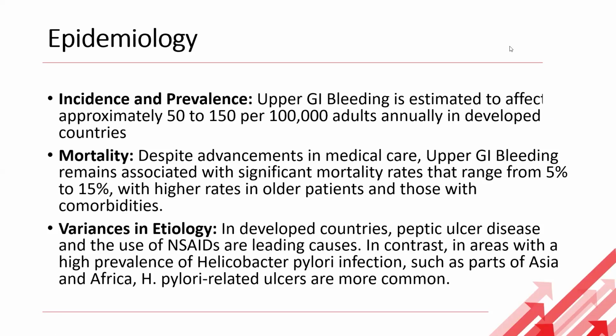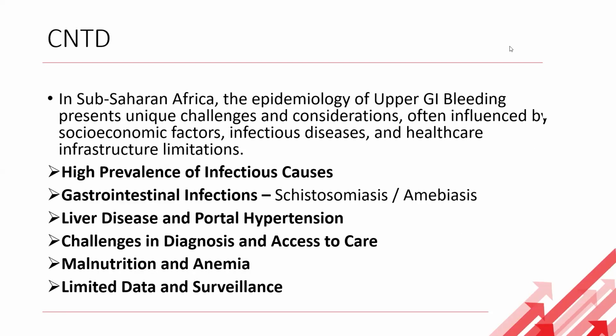And then there's also a variance in the etiology. In developed countries, peptic ulcer disease and NSAIDs usually tend to be some of the leading causes. In contrast, where we come from, sub-Saharan Africa, mostly it's Helicobacter pylori infections, in Asia and Africa, that tend to cause the majority of the cases of upper GI bleeding. And when you look at the epidemiology in sub-Saharan Africa, some of the things that cause mortality or greater severity of upper GI bleeding are socioeconomic factors.